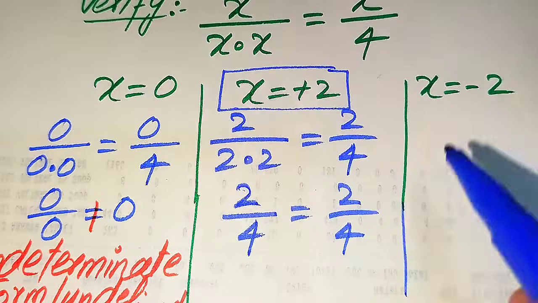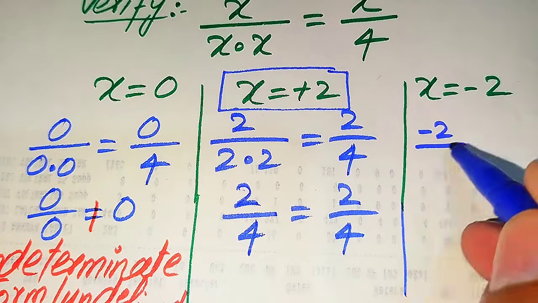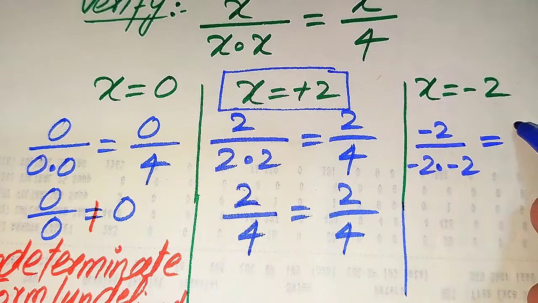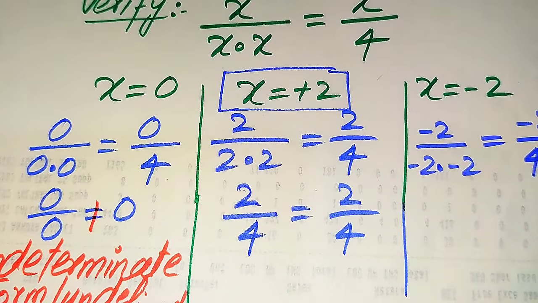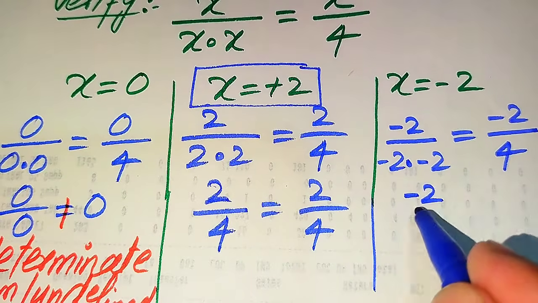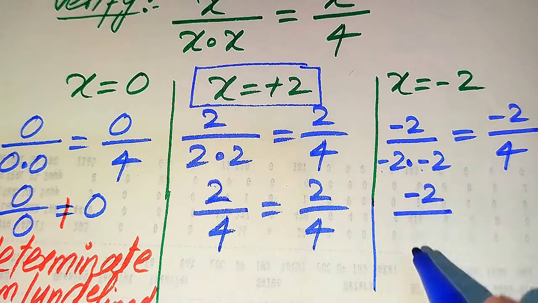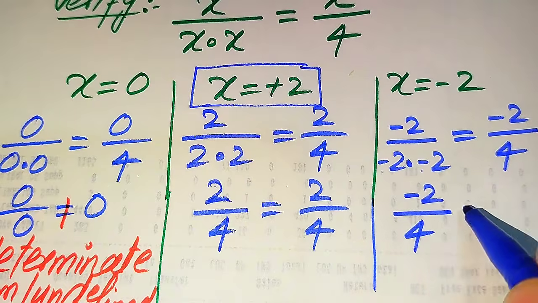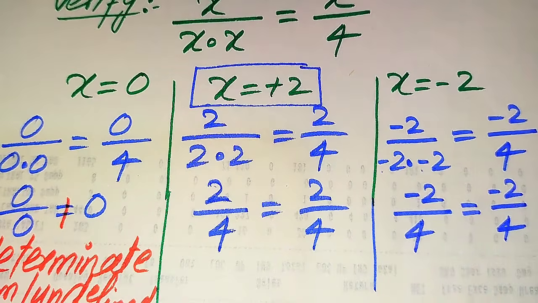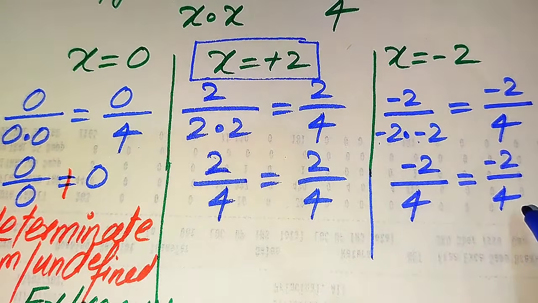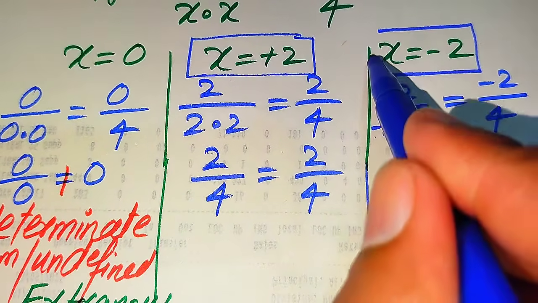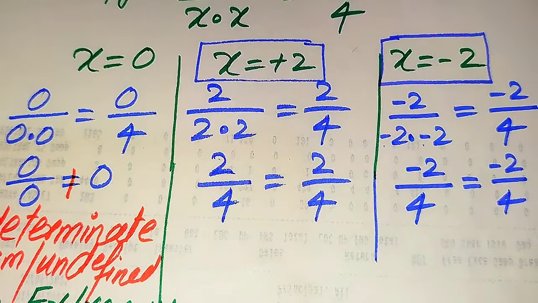When we put minus 2 on both of the sides, it becomes minus 2 divided by minus 2 times minus 2 equals minus 2 divided by 4. Here minus times minus becomes plus, and 2 times 2 becomes 4, equals minus 2 divided by 4. So you see that both of the sides are equal. It means that the third value of x also satisfies our given question statement.